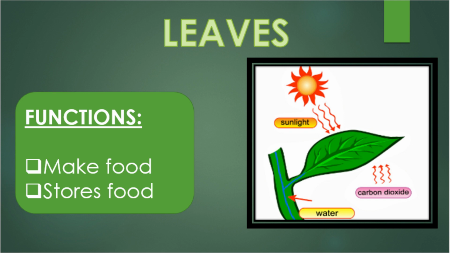We know that the color of leaf is green. Now the question arises that why the leaves have green color? Any idea? Please write down in the comment section.